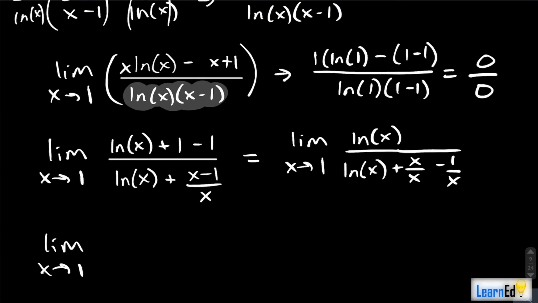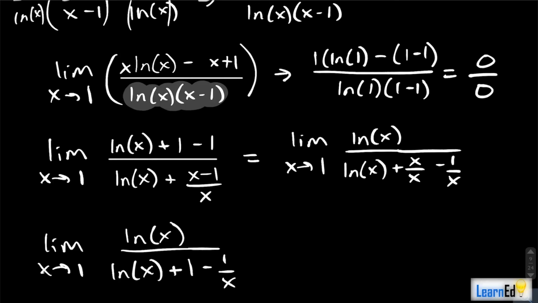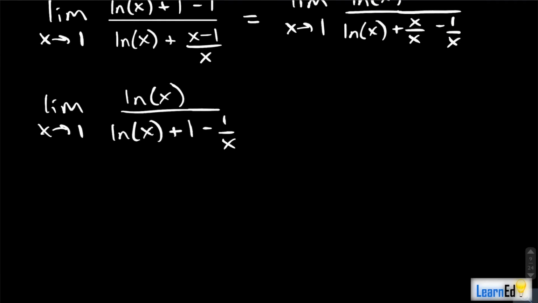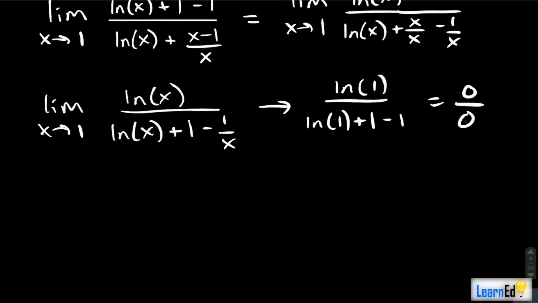We can continue to simplify this as natural log of x over the natural log of x plus 1 minus 1 over x. Okay, so now let's see what it ends up being now. Well, we get the natural log of 1 over natural log of 1 plus 1 minus 1, which gives us another 0 over 0 case. So now we've got to use L'Hopital's rule again.